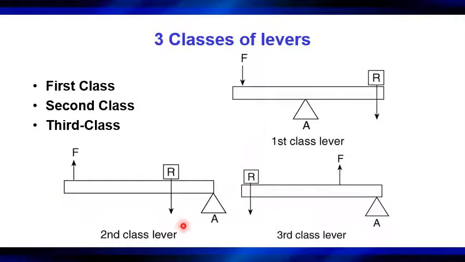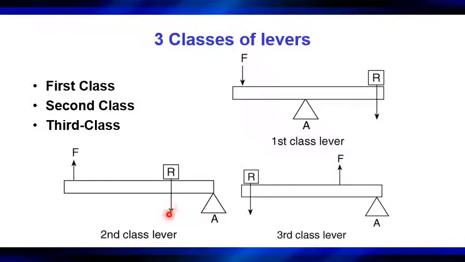Okay, so if we look at the second class lever, pause it if you want a little bit more time to think about it, because I'm going to give you the answer. So the second class lever, the mechanical advantage is always greater than 1. In the third class lever, the mechanical advantage is always less than 1. Now think about why that would be. So if you got it right, good for you. If you didn't get it right, let's figure out what you're missing here.